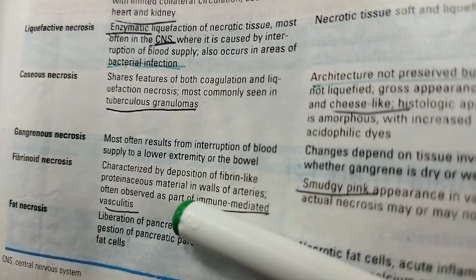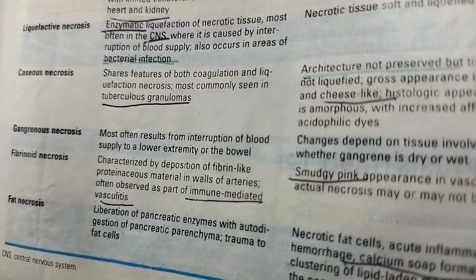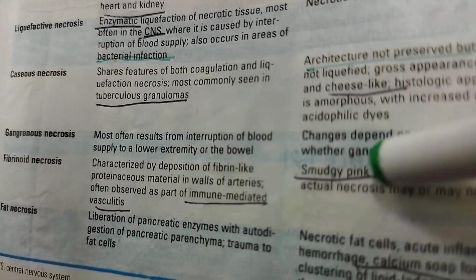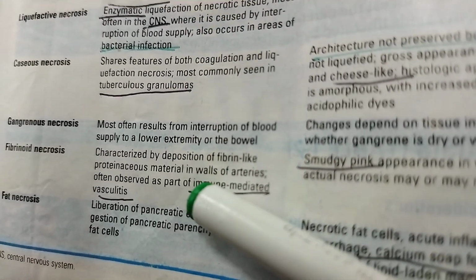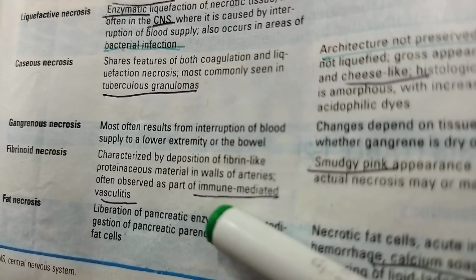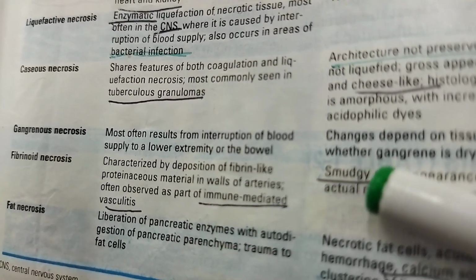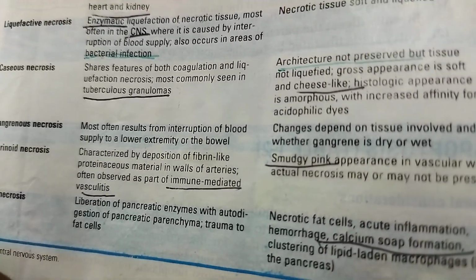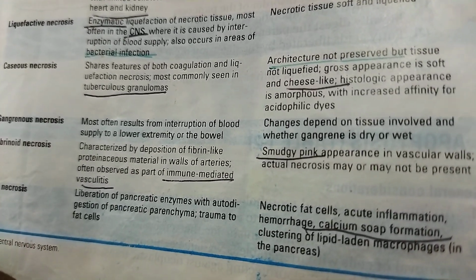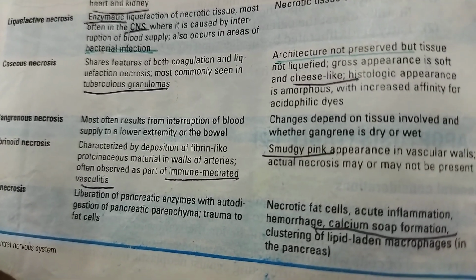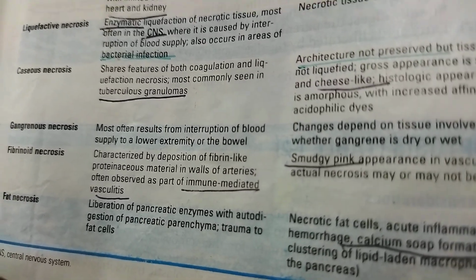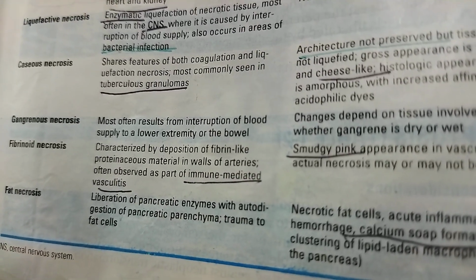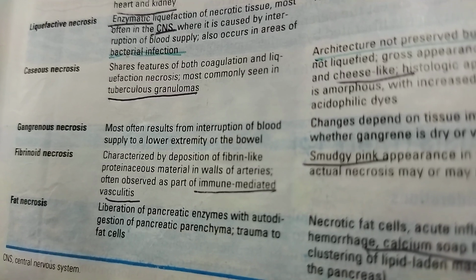Fibrinous necrosis is caused by deposition of fibrin-like proteinaceous material in the walls of arteries, not in the veins but in the walls of arteries, often observed as a part of immune-mediated vasculitis. Okay. Which type of appearance? Smudgy pink appearance in vascular walls. Actual necrosis may or may not be present.